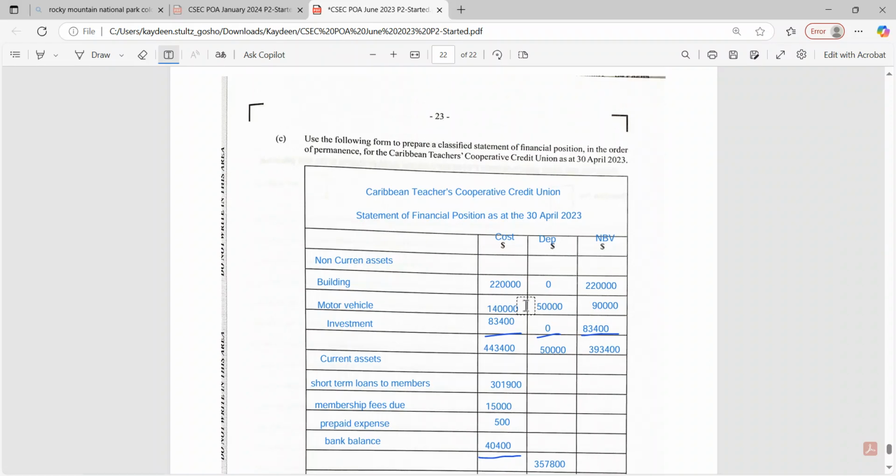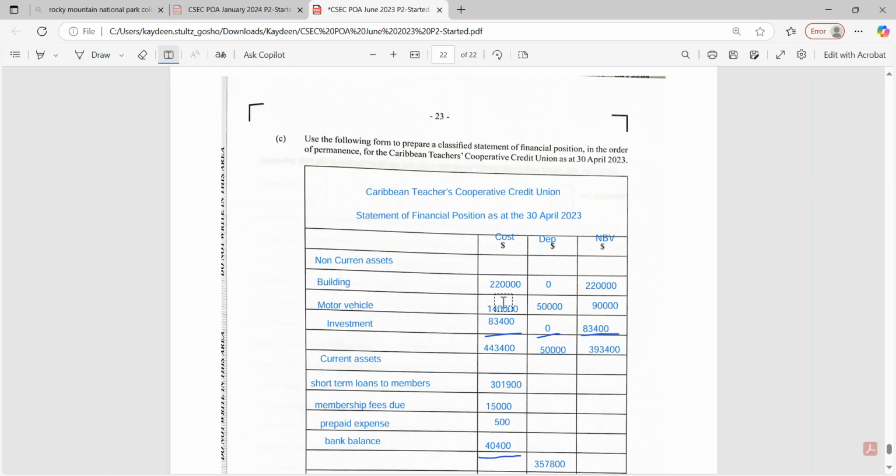So we have building at $220,000. We don't have any depreciation, so our net book value is $220,000. Motor vehicle of $140,000. We had $30,000 depreciation for this year and $20,000 depreciation for last year, which gives us a net book value of $90,000. Our investment is $83,400 with no depreciation, so its net book value is $83,400.